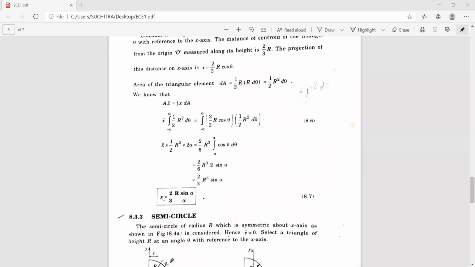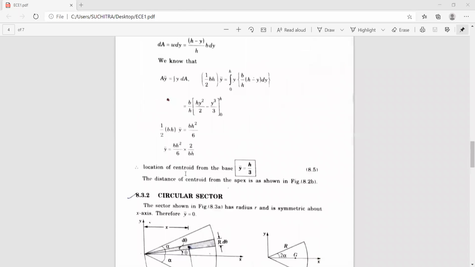On the right hand side, you have 2/3 r cube sine alpha. On the left hand side, you have r square by 2 into 2 alpha. So on simplification, we get the value of x bar as 2/3 r sine alpha by alpha. So this is the procedure to find the centroid of a given sector of a circle by the method of integration. In this case, the sector is symmetrical about x-axis, hence the value of y bar is 0.